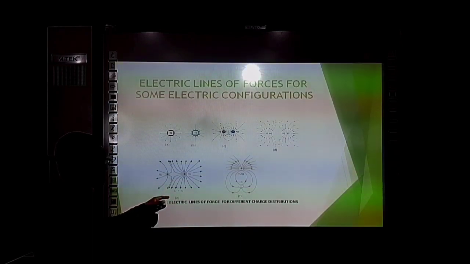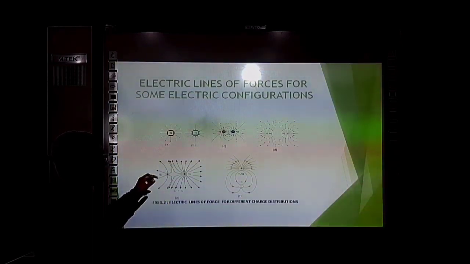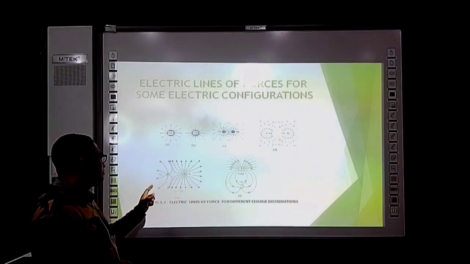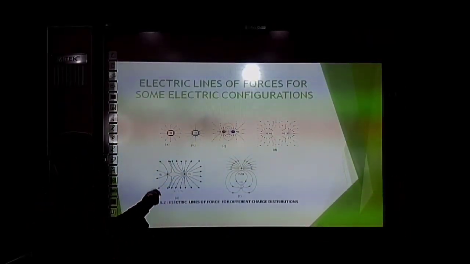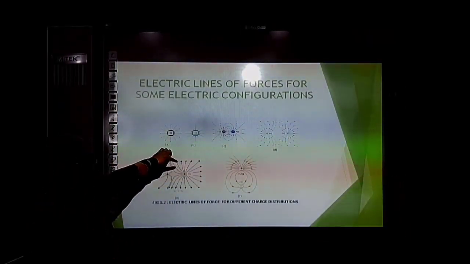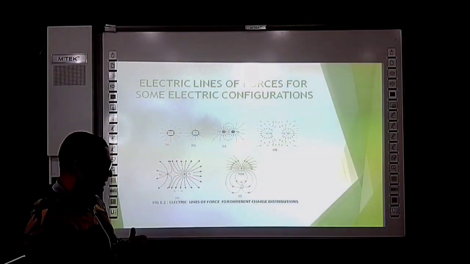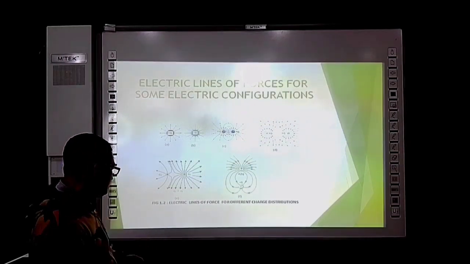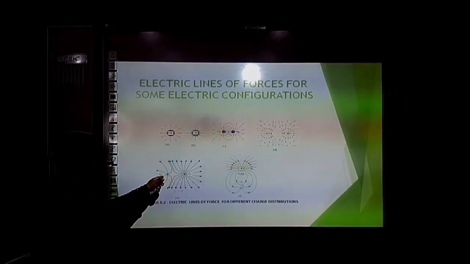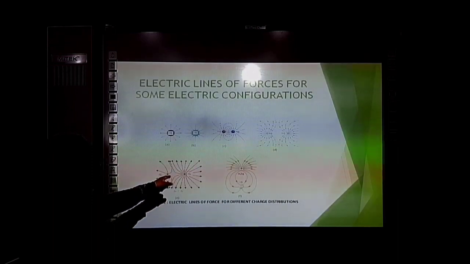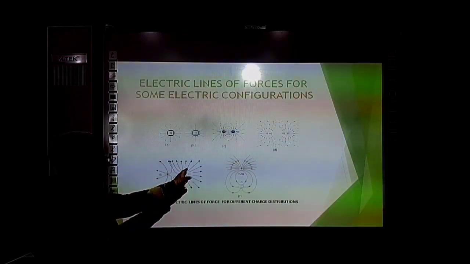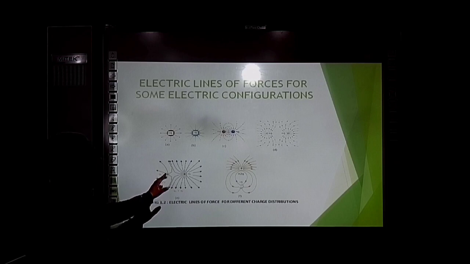And here is another charge distribution, figure number E, where we have two charges, Q1 and Q2, where Q1 is greater than Q2, and we see that the lines of force are more in Q1. That means if the magnitude of the charge is more, the number of lines of force will be more. So this is Q1 and this is Q2, and we can see the lines of force coming out of Q1 and the lines of force coming out of Q2, and they are repelling each other.